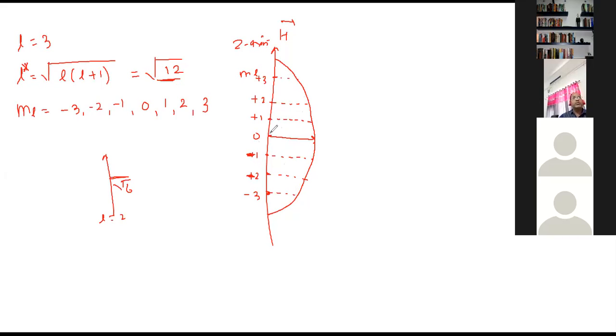And how will you draw the orientation for plus 1? From 0, you have to draw this line. This is the orientation in the plus 1 direction. If you want to draw the orientation in plus 2, this is the orientation in the plus 2 direction. If you want to draw plus 3, this is the orientation in the plus 3 direction. Is it right? Similarly, in the minus direction, this is minus 1. Orientation in minus 2, it is the minus 2 direction orientation. And minus 3, it is the minus 3 direction orientation. Is it right?